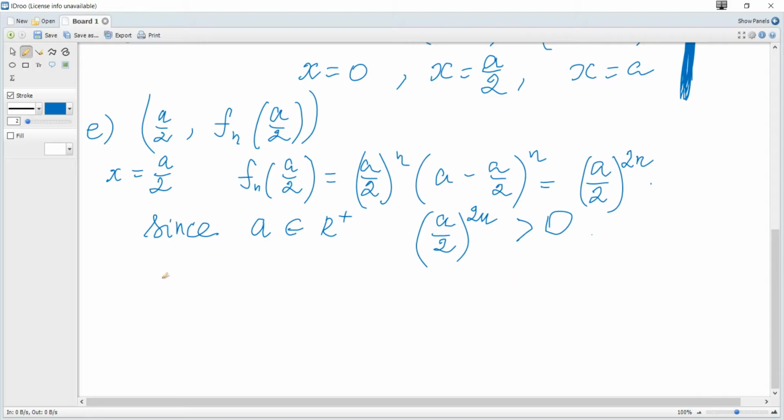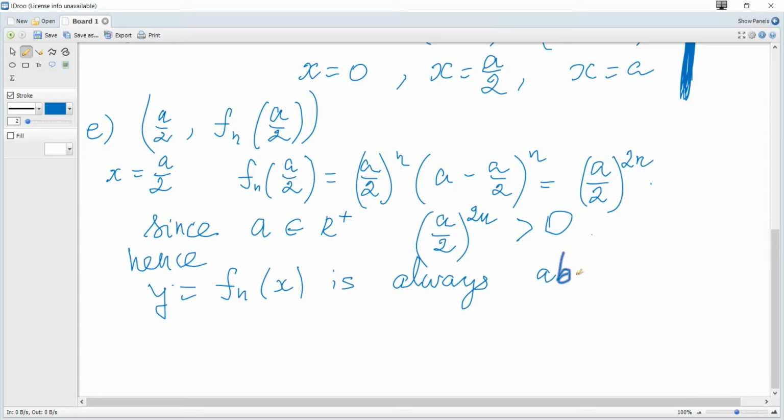And hence the y coordinate, and the question is of the graph, and hence y = f_n(x) is always above the horizontal axis.